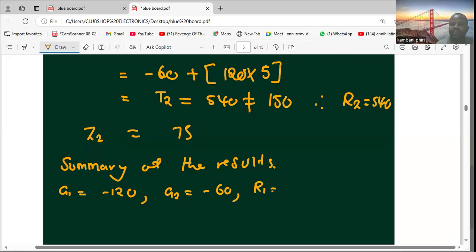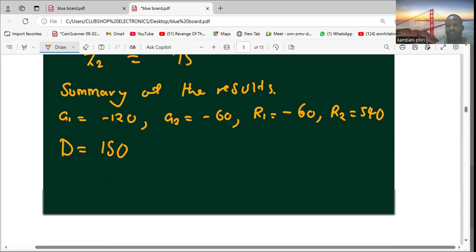Our first T2 was negative 60, then our second T2 is 540. Then there's also need of what we call D, which is 150. D is the solution that we are targeting, and we are targeting 150.